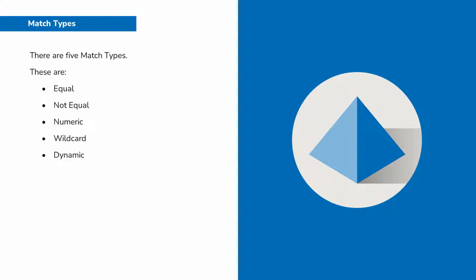There are five match types. These are equal, not equal, numeric, wildcard, and dynamic. Let's go into these in a little more detail.